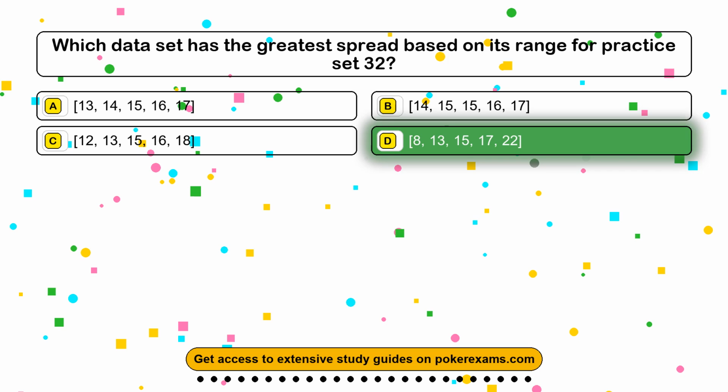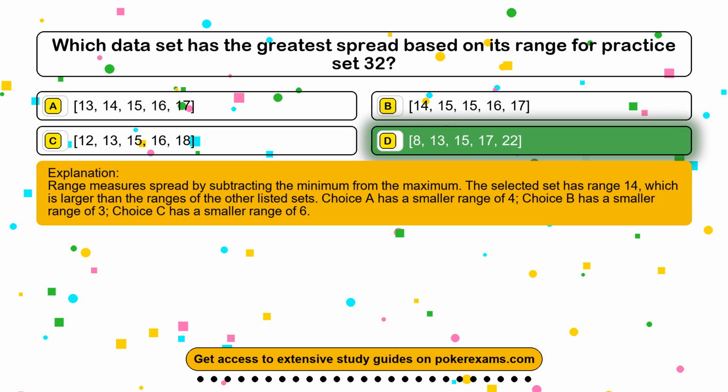The correct answer is option D, 8, 13, 15, 17, 22. Range measures spread by subtracting the minimum from the maximum. The selected set has range 14, which is larger than the ranges of the other listed sets. Choice A has a smaller range of 4, choice B has a smaller range of 3, choice C has a smaller range of 6.